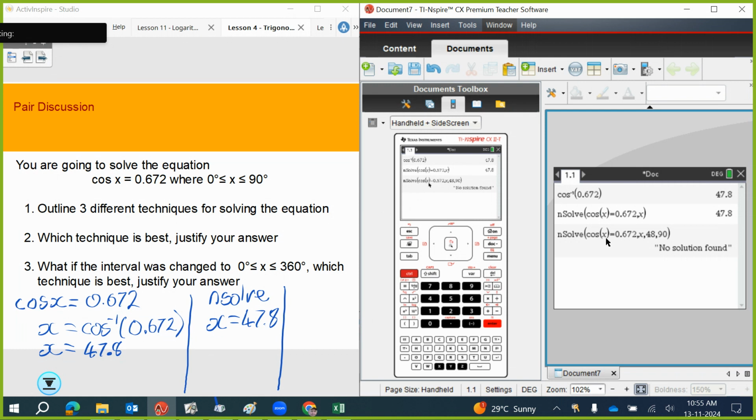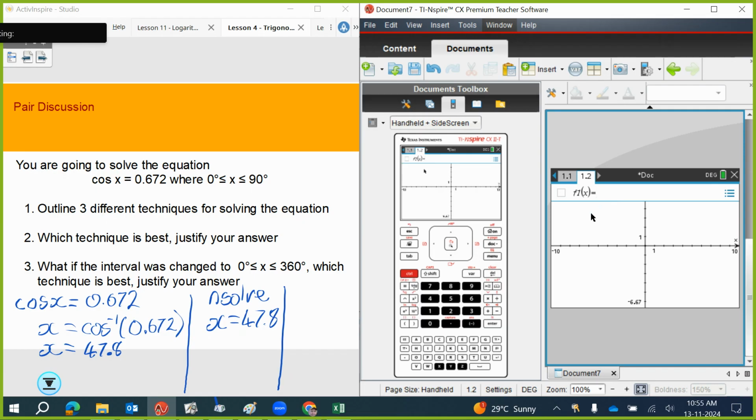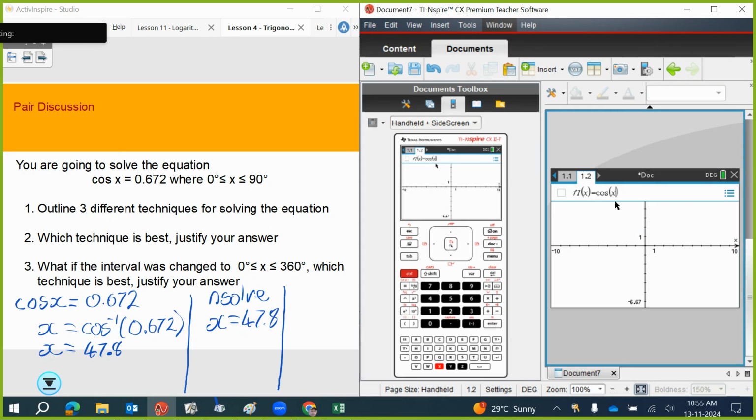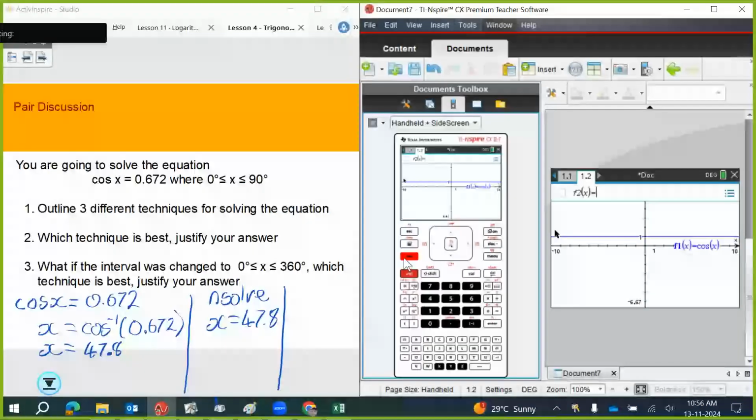Graphing. We can graph it. So let me show you how that would look. So we can press Control, Add Page, add a graph page. You can solve any equation by graphing it. You set two functions. You graph the left-hand side and you graph the right-hand side. So the left-hand side of this one is the cosine of x. We can add in the right-hand side. We press Tab, and the right-hand side is 0.672. Type that one in.